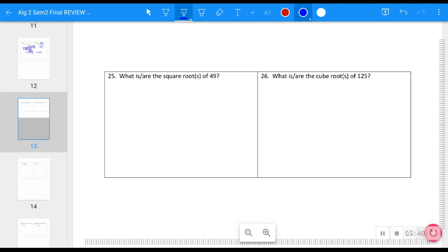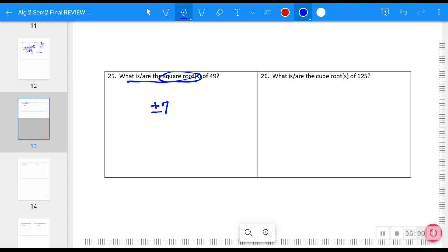Okay, problem 25. What are the square root or roots of 49? Well, 7 times 7 gives 49. But so does negative 7 times negative 7. So when you have this written out in words, you'll need both answers.